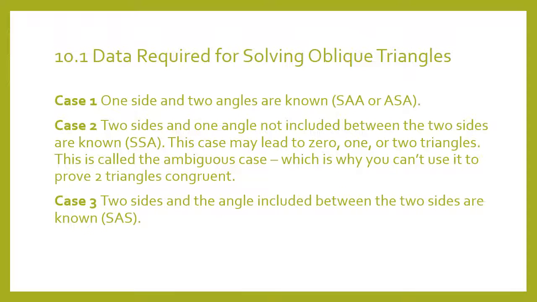In case 3, we know 2 sides and the angle in between, and if we know that, we're good to go. That's our side angle side. And finally, if 3 sides are known, we're good to go. We can figure out the angles using the laws that we're going to talk about.